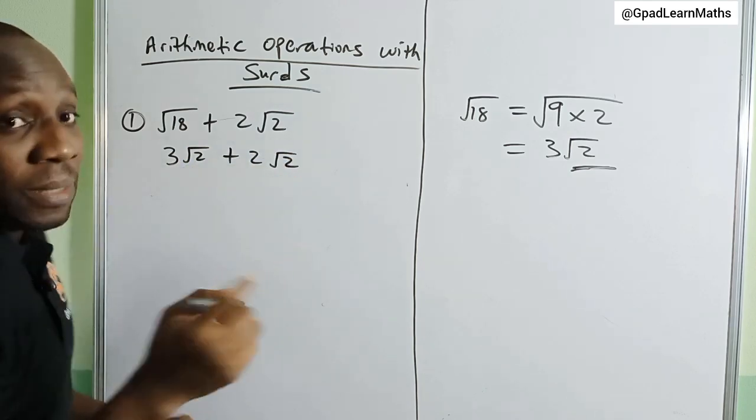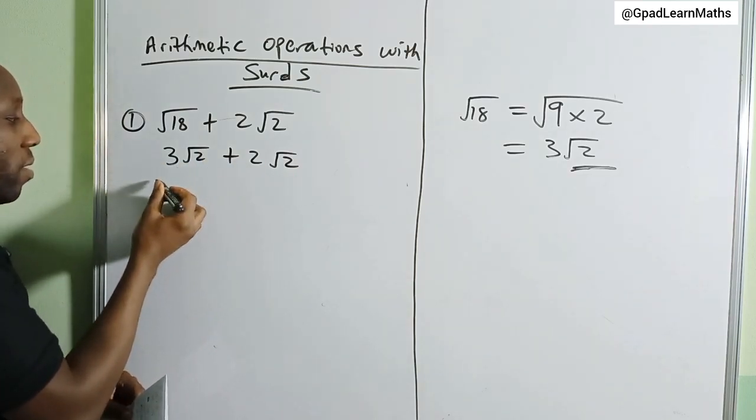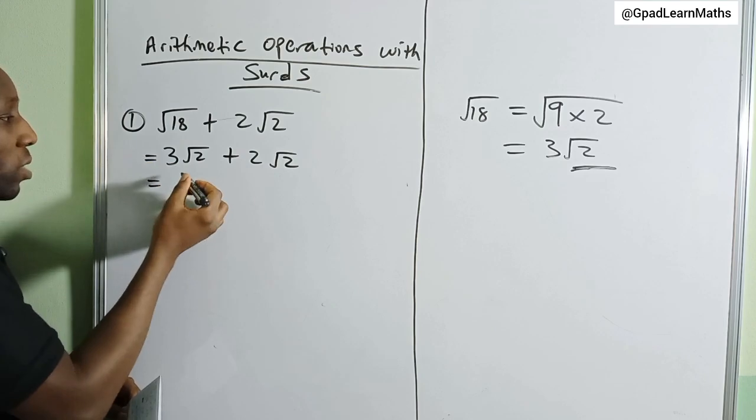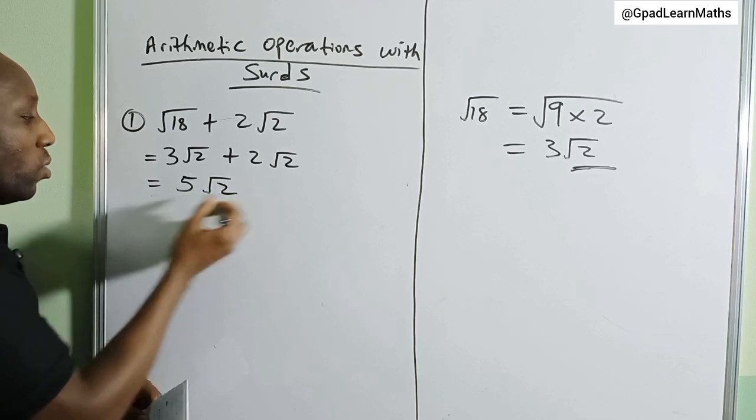Now check, they have the same radicand, 2, 2. We can just add the coefficients. All right. Now if you want to do this, this becomes what? 3 plus 2 is 5, then surd 2.